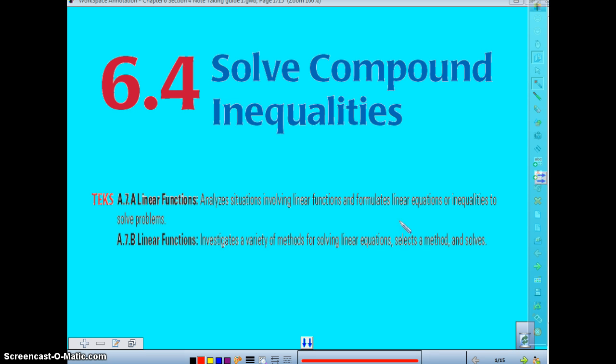So anyway, we're going to be talking about Chapter 6, Section 4, Solving Compound Inequalities. If you want to follow along in your note-taking guide, that's what I'm going to be using here. Probably be a good idea to do that. And let's go ahead and get started.